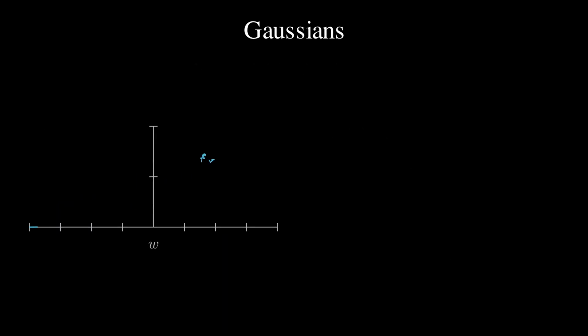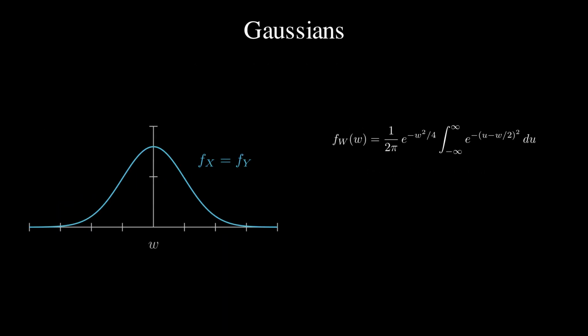Second, add 2 independent standard Gaussians. The convolution multiplies 2 bells. Complete the square in the exponent, and the integrand splits into e to the minus w squared over 4 times a Gaussian density centered at w over 2. A Gaussian density integrates to 1, the same trick that tamed the bell curve's integral.